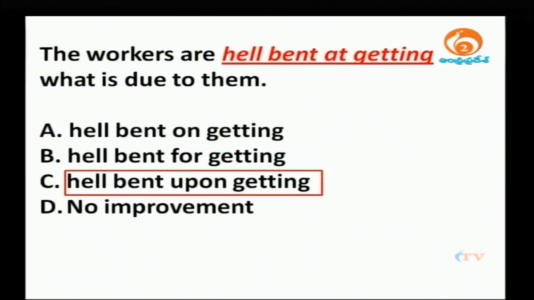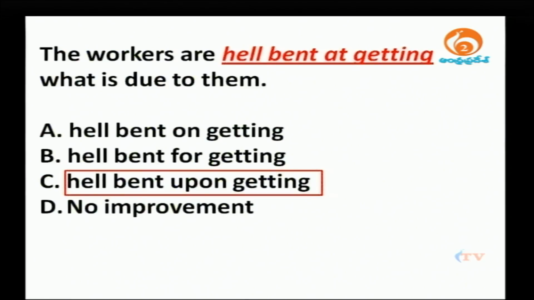When you look at the question, you need to read it a couple of times and also look at the stem where it's underlined and see if any of the options is fitting in properly. If it's not fitting in, that means it's an accurate sentence. Okay. So the answer to this particular question stem which you had on your screen is option C. The workers are hell-bent upon getting what is due to them.